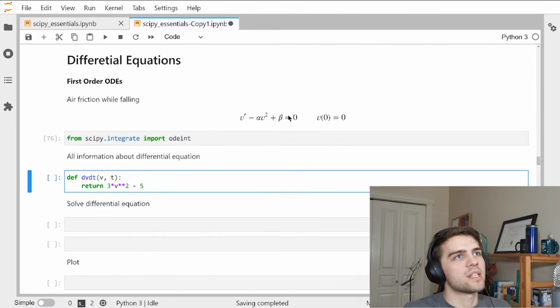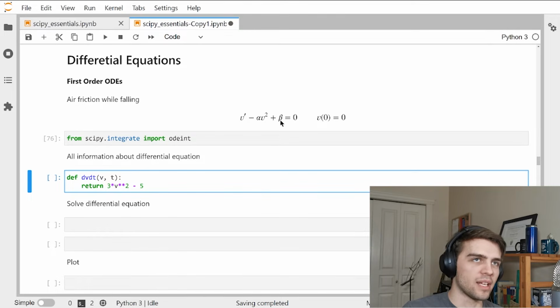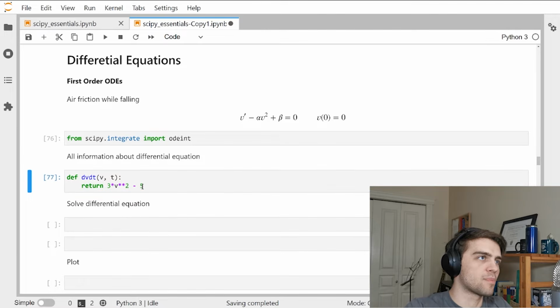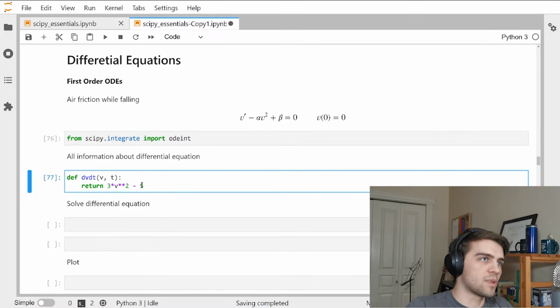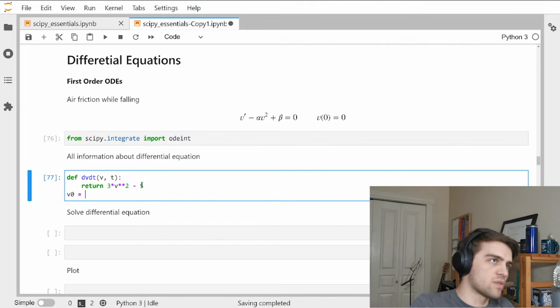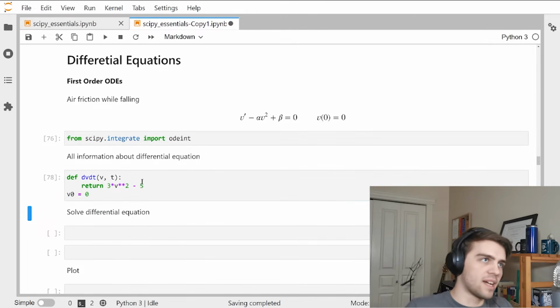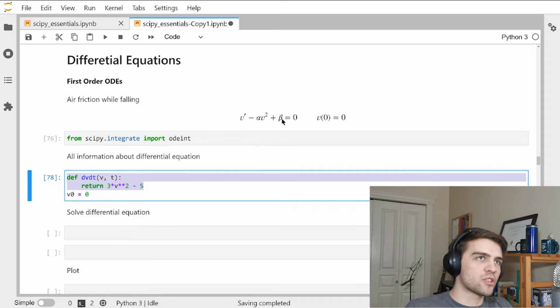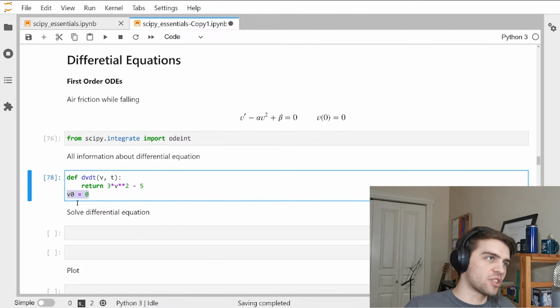Now, why 3 and 5? Well, v prime is equal to alpha v squared minus beta. I'm just setting alpha equal to 3 and beta equal to 5 as arbitrary parameters here. Maybe you know something else about your particular system, and so I'll just put in these dummy variables. And of course, v naught is equal to 0. So I give the form of the differential equation, and I give my initial condition.